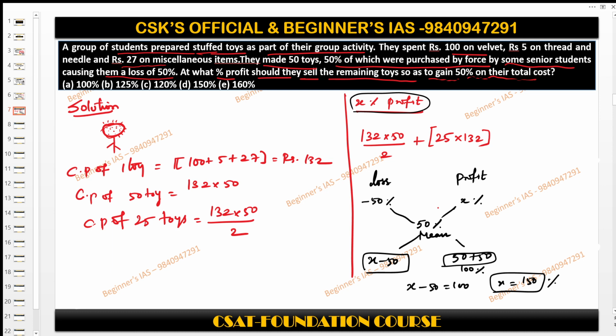Okay, sir. This is one method, not the only one. A lot of methods are there. Suppose you are good with mathematics, then you can go with this method, 132 into 50 by 2 plus 25 into. This can be done only if you know the basics. Suppose you don't know the basics, then don't go with this model. I won't suggest you go to this model.